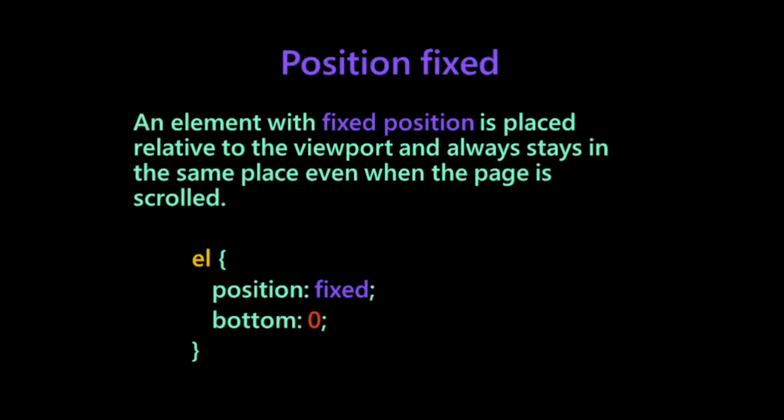Position fixed. An element with fixed position is placed relative to the viewport and always stays in the same place, even when the page is scrolled. This example element has position with fixed value and is placed at the bottom of the viewport.